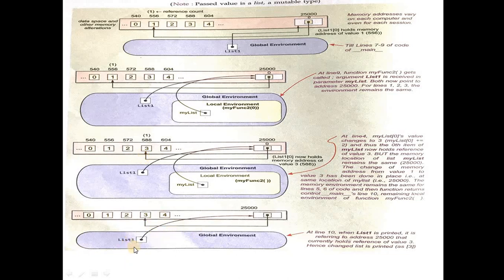Now coming back to list 1, my list will be removed. When you come out, the scope is over. So when you ask to print list 1, its changed value will be reflected, and that's what we get as the result, the changed value, 3 in both. So this is what happens in a mutable type when you change it.